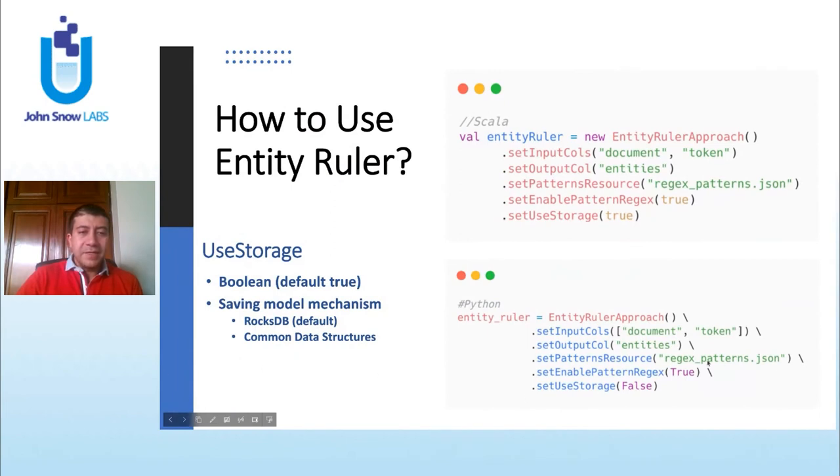Now, the use storage pattern. This is a Boolean parameter that defines the mechanism used when saving a trained model. When it is set to true, it will serialize the dictionary data using RocksDB. Otherwise, it will use common data structures like arrays and maps. RocksDB allows fast writes and readings, so the annotator should have a better performance by setting this parameter as true, which is the default value.